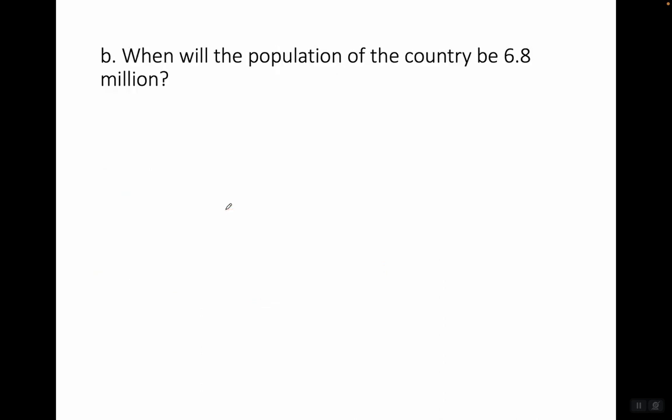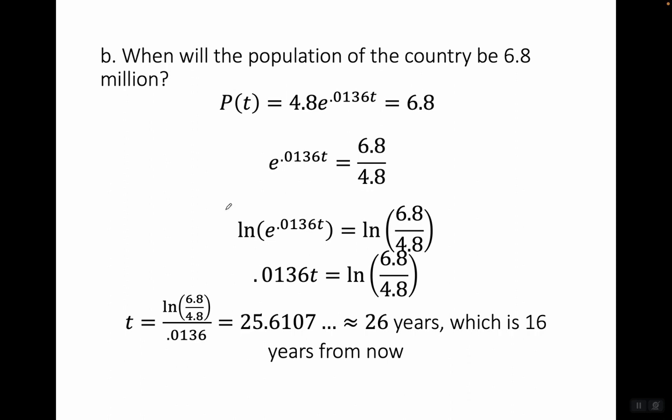When will the population of the country be 6.8 million? This is different. In the previous problem, I told you t, and you had to find P of t. Now it's the reverse. I'm telling you what P of t is. P of t, the population, is going to be 6.8. Let's find out what value of t yields that value of P of t. So let's get t all by itself.